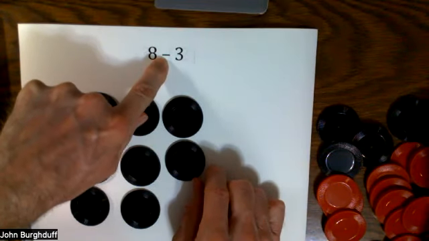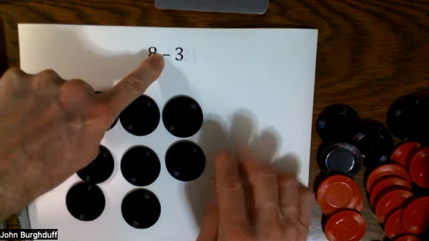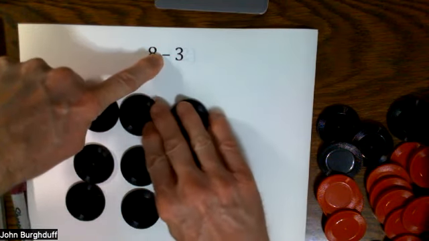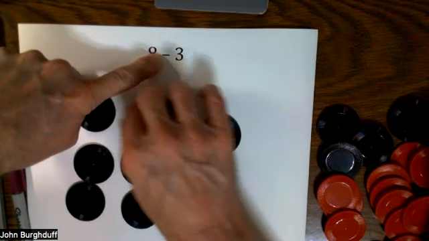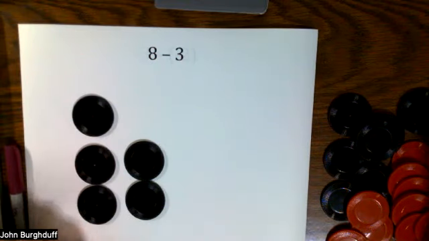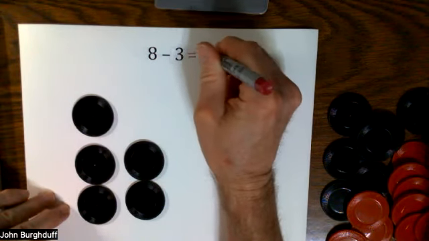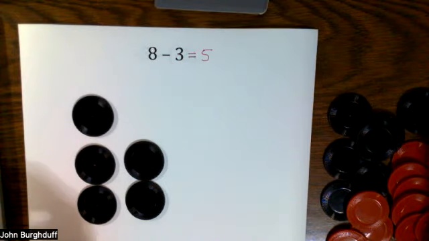Subtraction means take away. Take these 8 black chips, and then from that, take away 3 black chips. So here they go, taking those away. 8 chips, take away 3 chips, you get 5 chips. They're black, so the answer will be positive. 8 minus 3 is 5.